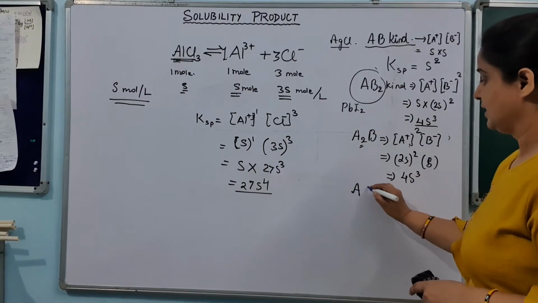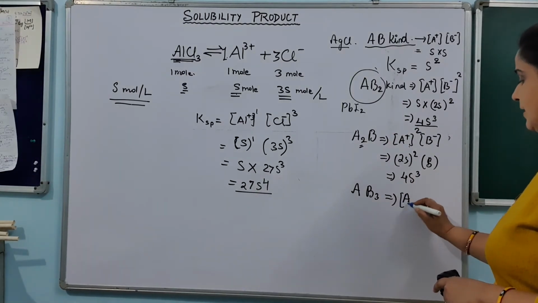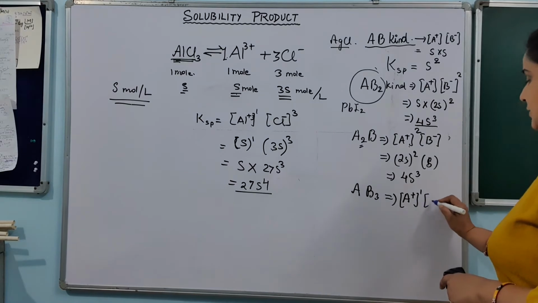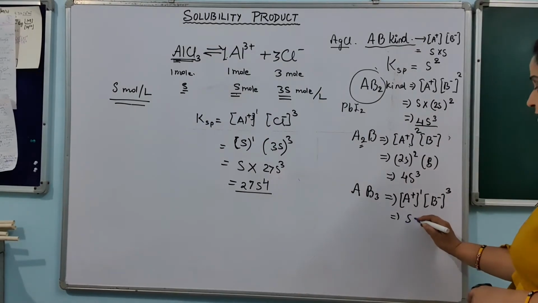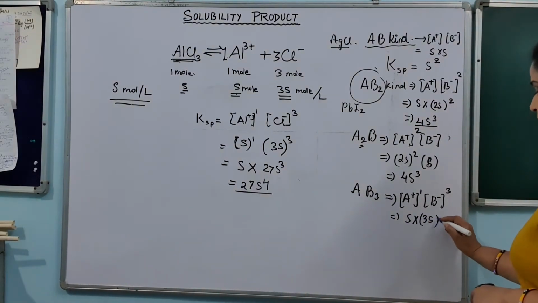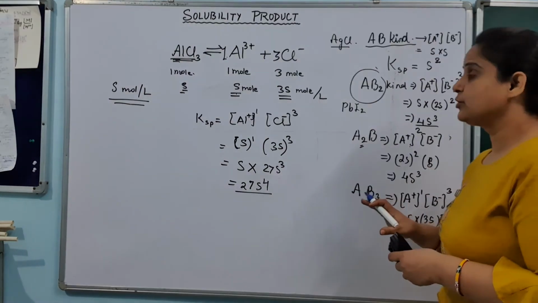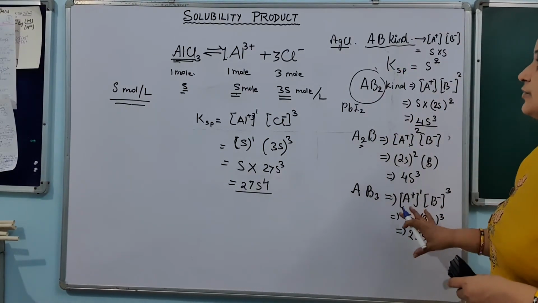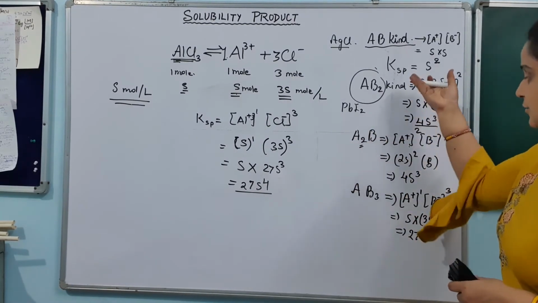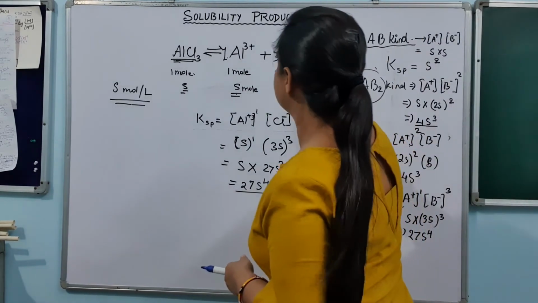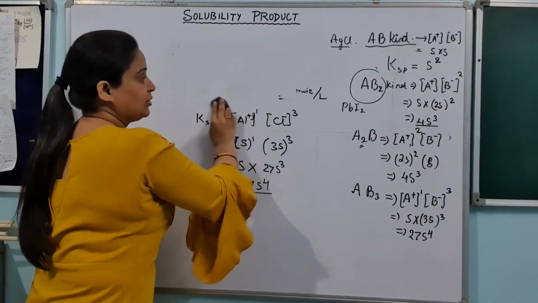So this is AB3 kind of. If it is AB3 kind of, तो कैसे निकालेंगे? A plus raised to power 1, B minus raised to power 3. And right now we have calculated it like S into 3S raised to power 3. And it becomes 27S4. So I think now you can calculate the KSP for the variety of the salts given to you. Variety of the salt depending on what type of salt it is, you can calculate by using the simple concept given there, that is how it is dissociating to give you the different kind of ions, that how many ions it is releasing. So let's take one example.